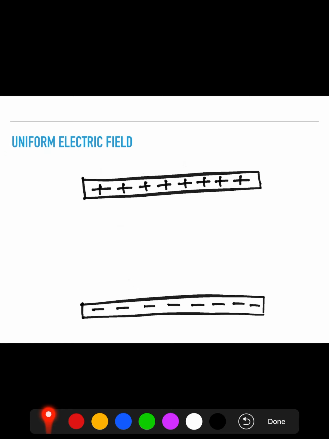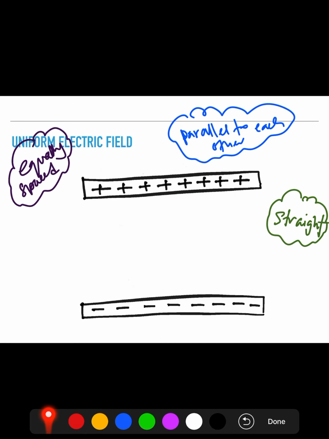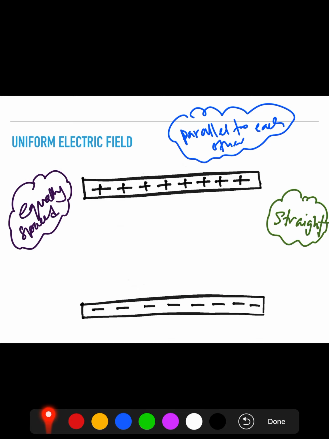Okay, first we need to know what is meant by uniform electric field. Uniform electric field is described as the electric field lines which are moving in a straight line and parallel to each other and equally spaced. As you can see in this animation, the lines are equally spaced.